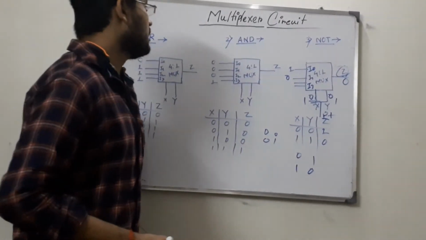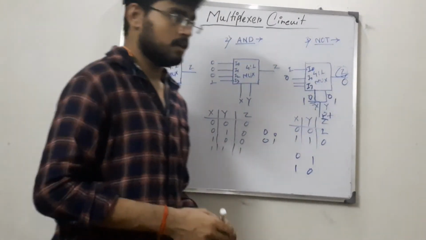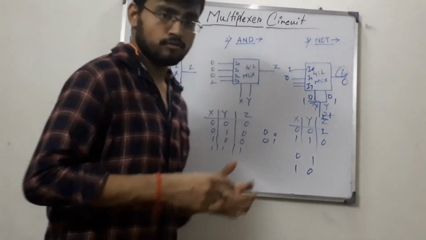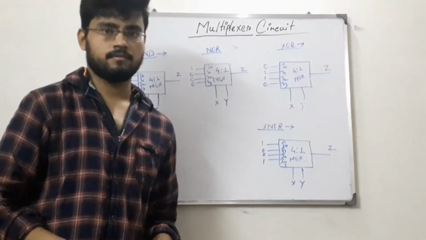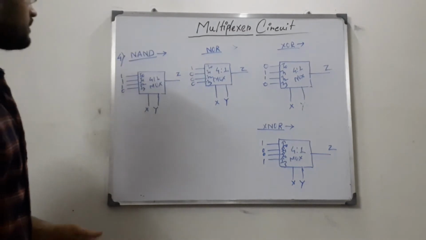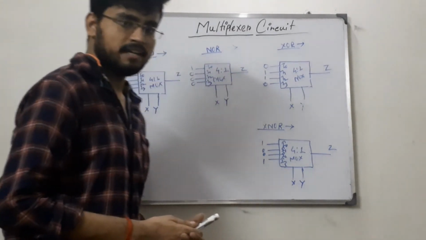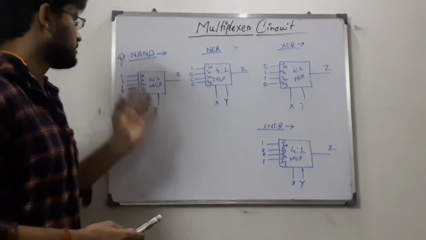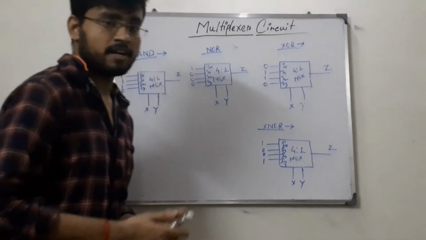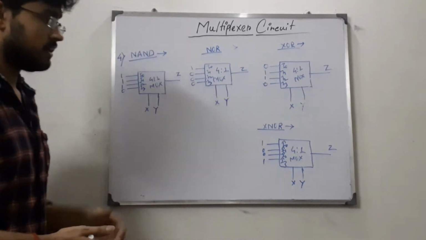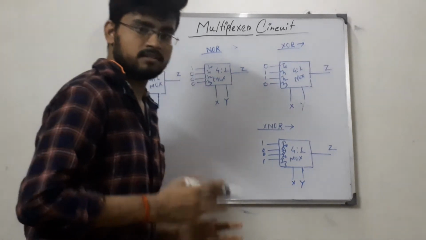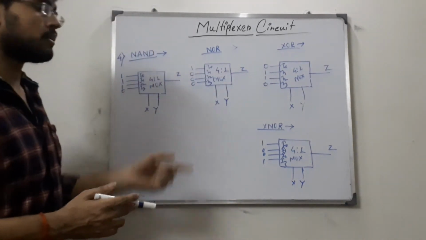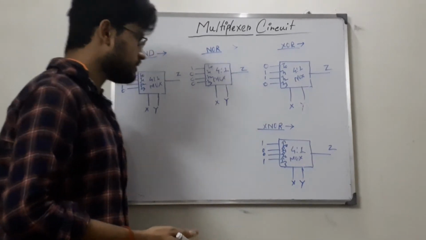Now we will see the conversions of exclusive gates and the universal gates using the mux. So first is NAND gate. So you know that for a NAND gate, it gives the reverse output of AND gate. So if 0 0, 0 1 or 1 0, we get 1 as output, and if 1 1 is given as input, then we get 0 as output for a NAND gate.